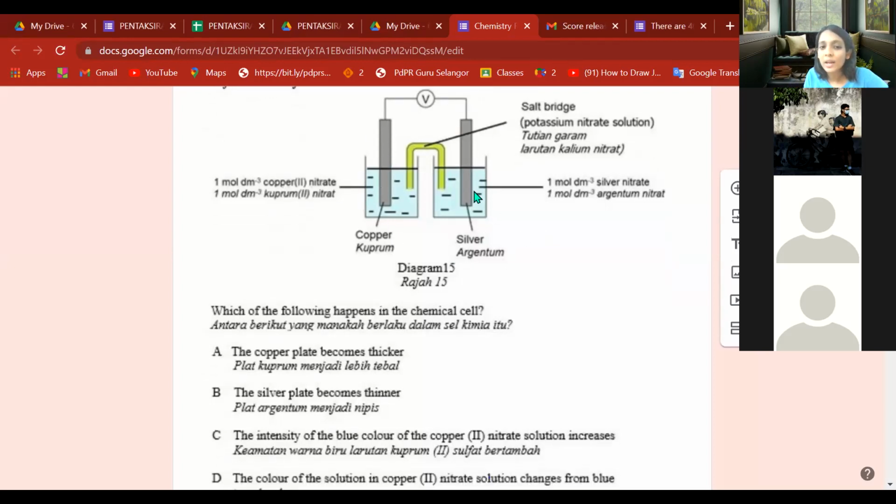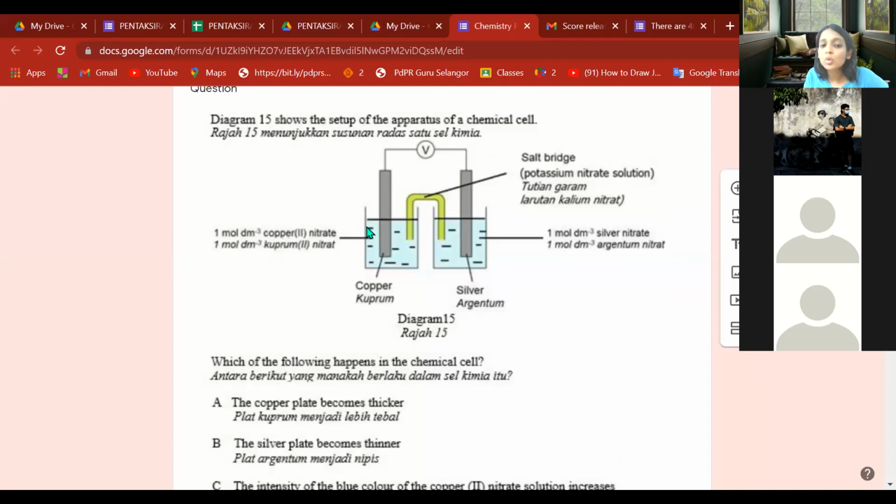Okay, so here teacher has two different metals. Key thing in a chemical cell, number one, I must have two different metals. And this particular cell is called a Daniel cell. Why? Because I have a salt bridge. Whenever teacher has a salt bridge, it will always be called a Daniel cell.